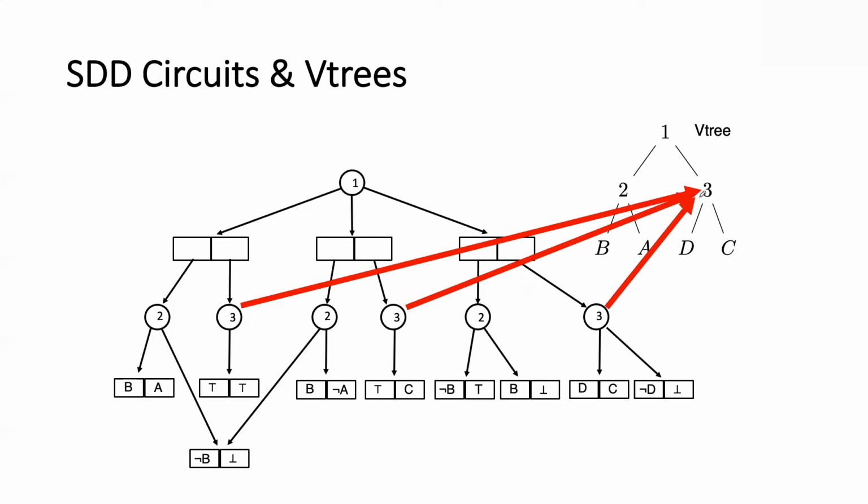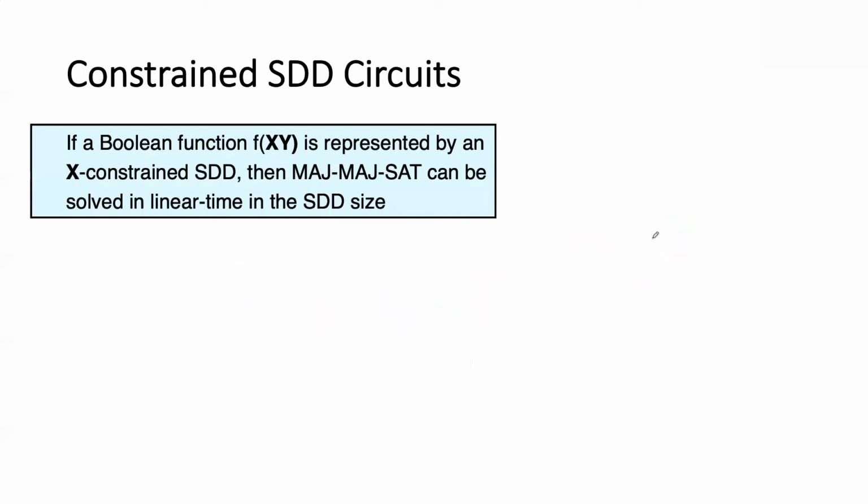And similarly, you can use it to do other kinds of computations like the SDP, same decision probability, in linear time. So the question now you're going to ask is, wait a minute, what kind of Vtree are we talking about? Well, let's see. You need what we call an X-constrained Vtree and therefore an X-constrained SDD. If your Boolean function f(X,Y) is represented by an X-constrained SDD, then MAJ-MAJ-SAT can be solved in linear time. So we just have to explain what this is. You can't use any SDD circuit. You have to use an SDD circuit that is constructed while having in mind this split of the variables.